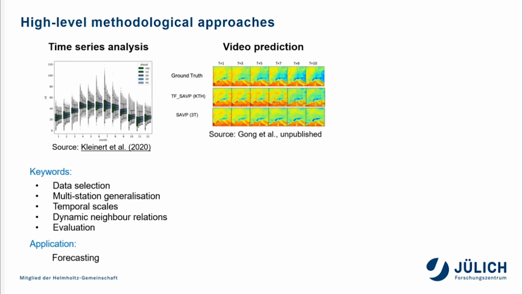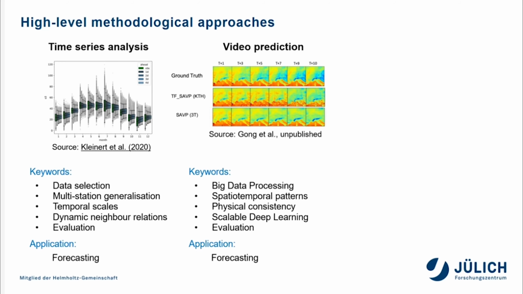The second big stream of things that we're doing is using video prediction methods, to basically accomplish field forecasts. So this is a picture from Bing's manuscript that unfortunately was not published in the first round, but we're of course aiming to get this through review again. Here the keywords are more related to big data processing, spatial temporal patterns, physical consistency, scalable deep learning, and then also of course the evaluation again. And again here the main application is in the forecasting so far.